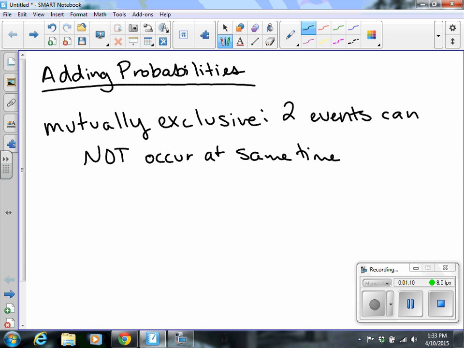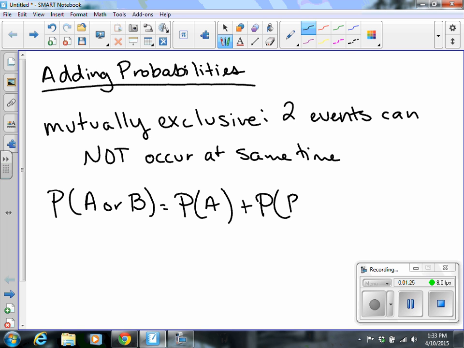Okay, so this might look a little fuzzy right now, but I'm going to give you the formula for this. Again, I know it's a little fuzzy right now. You're not exactly sure what's going on. So my formula, I'm going to add my two probabilities, probability for A, the probability for B.